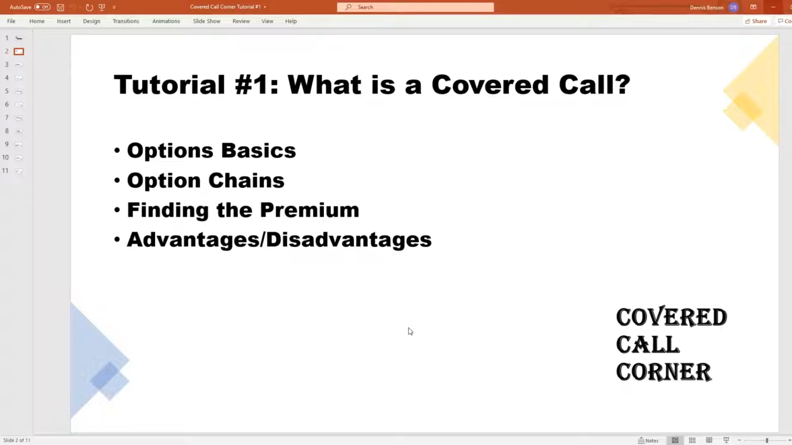To further understand this concept, we're going to talk about 4 basic ideas. Some options basics, what are puts and calls. We're going to look at chains, how to read them and how to figure out those calculations when trying to find what your maximum profit could be with covered calls. We're going to discuss briefly how to find the premium, which is the difference between the current stock price and what the call is worth. And then finally, we'll finish up with some advantages and disadvantages of this strategy.